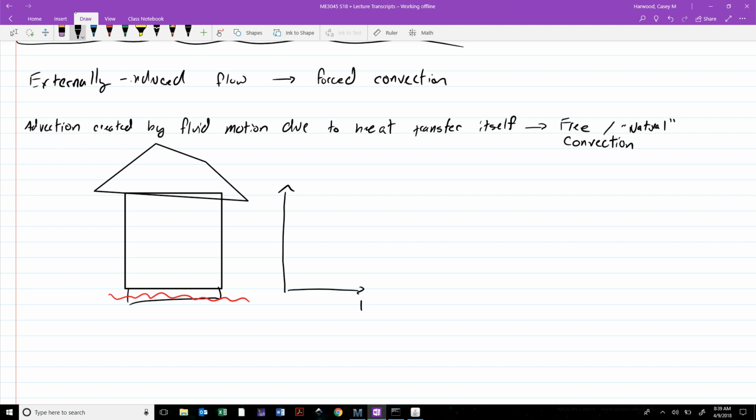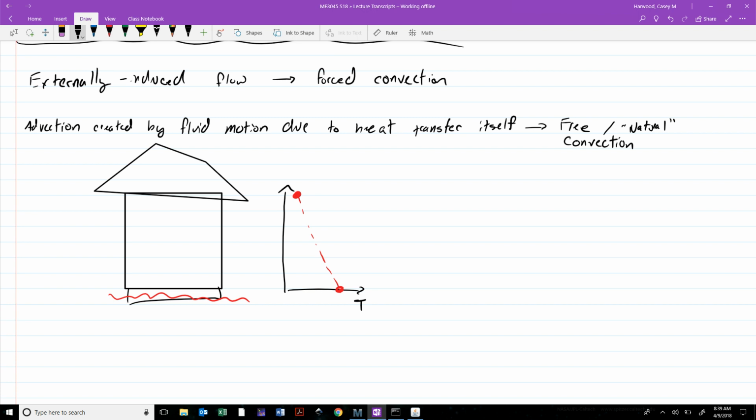So temperature on this axis. So we might have the temperature at the floor, and up here the temperature at the ceiling, which is smaller. So we've got this gradient in temperature.